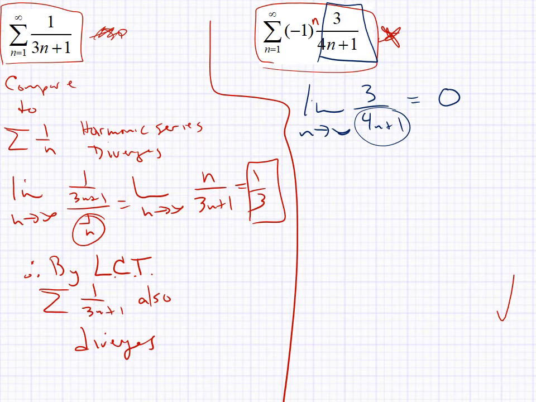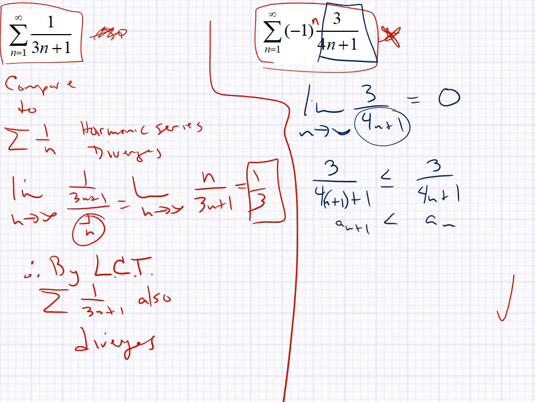I'm also looking at whether 3 over 4(n+1) plus 1 is less than or equal to 3 over 4n plus 1. Remember, this is the a sub n plus 1 term, and this is the a sub n term. So a sub n plus 1 has to be less than or equal to a sub n. Well, clearly this is going to work. The numerators are exactly the same, so it's all really about the denominators. If this denominator is bigger, then this whole fraction would be smaller.